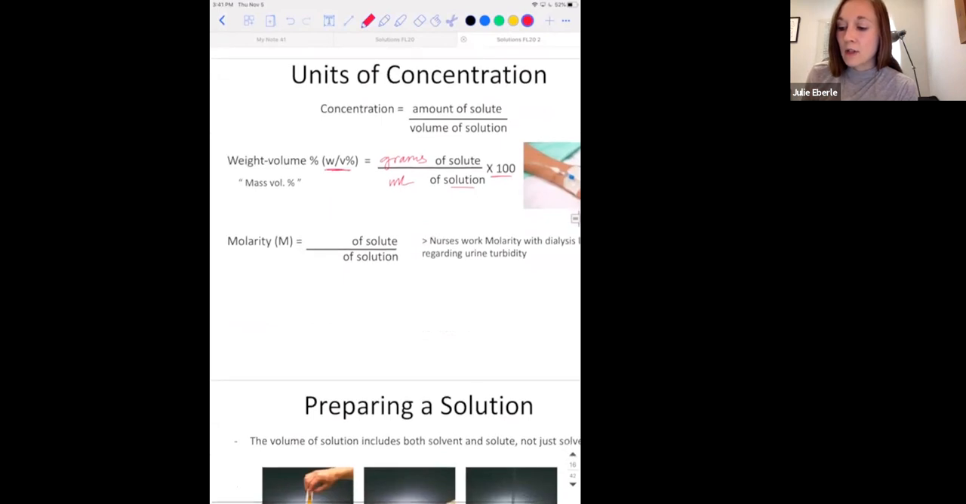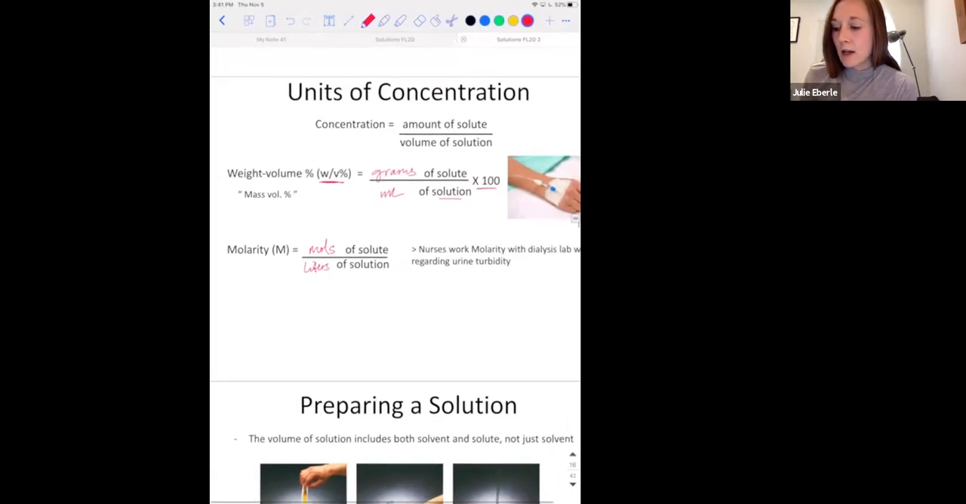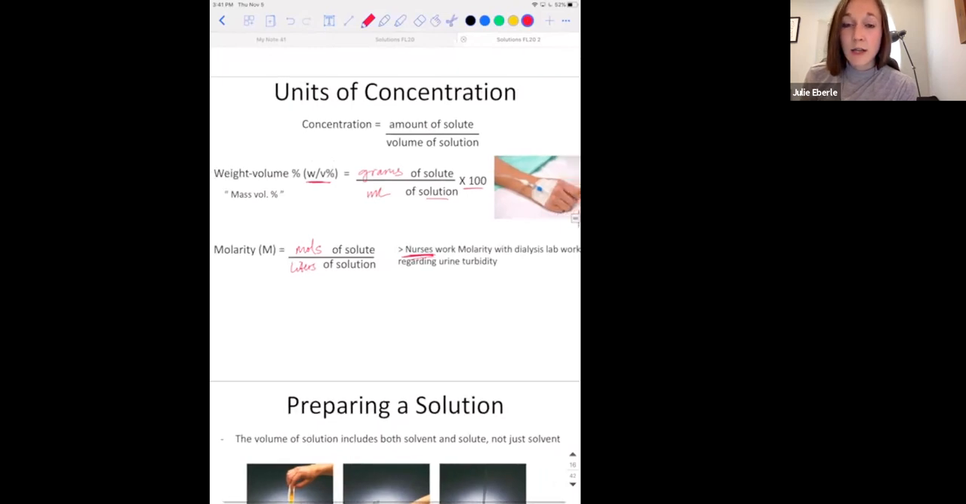And then you also can communicate concentration in molarity, which is moles of solute per liters of solution. So a little different, and you don't multiply by 100. Nurses, you'll have to communicate with molarity quite a bit, with different stock concentrations of things you get.